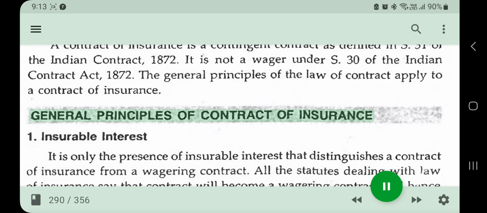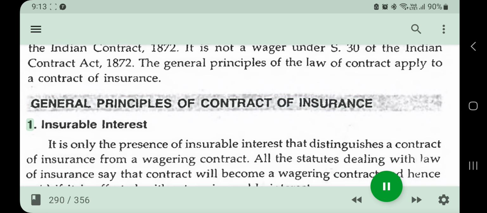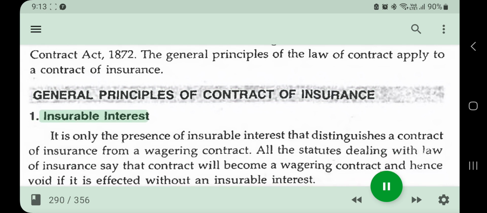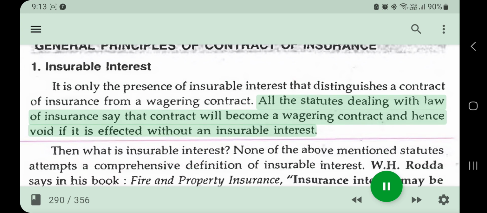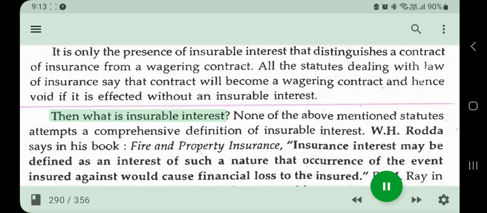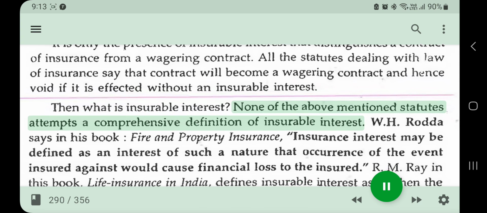General principles of contract of insurance. 1. Insurable interest. It is only the presence of insurable interest that distinguishes a contract of insurance from a wagering contract. All the statutes dealing with law of insurance say that the contract will become a wagering contract and hence void if it is effected without an insurable interest. Then what is insurable interest? None of the above mentioned statutes attempts a comprehensive definition of insurable interest.